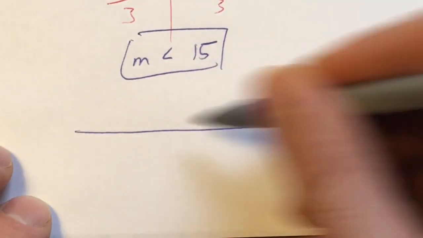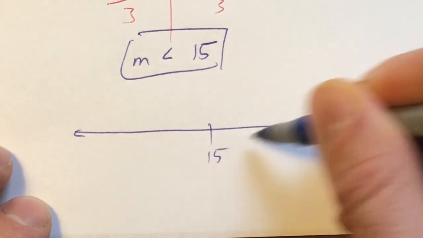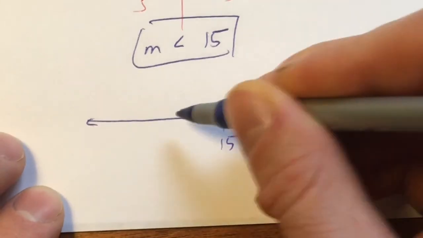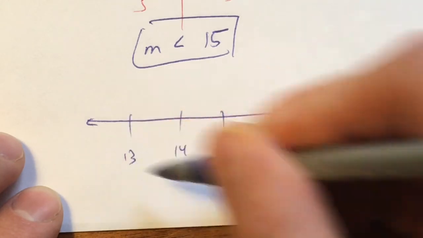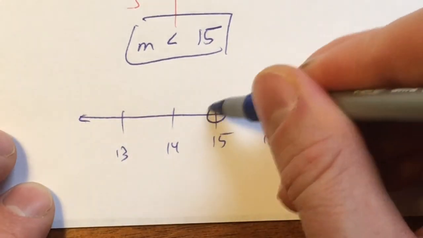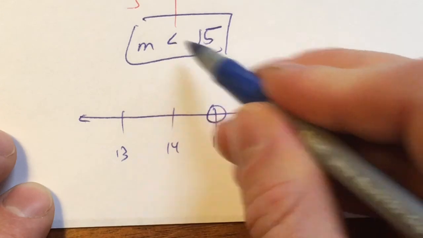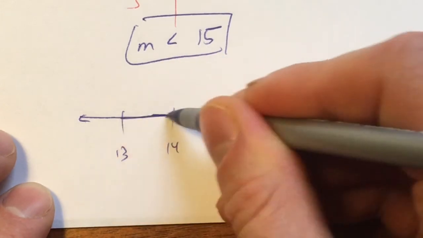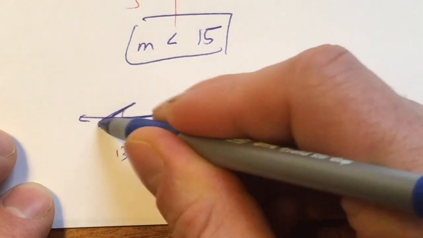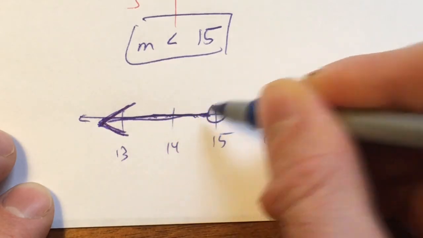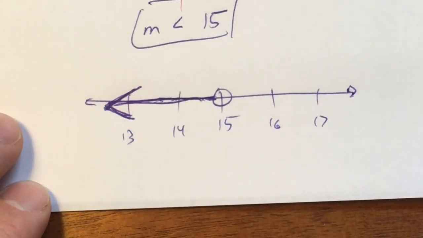So to graph the solution on a number line would look like this. There's 15, 16, 17, 14, 13, like so. Put a circle around the 15. I have to be less than 15, so that's this way. So that means that 13 markers are okay, 14 markers are okay, 12 markers are okay. I just can't hit that 15.